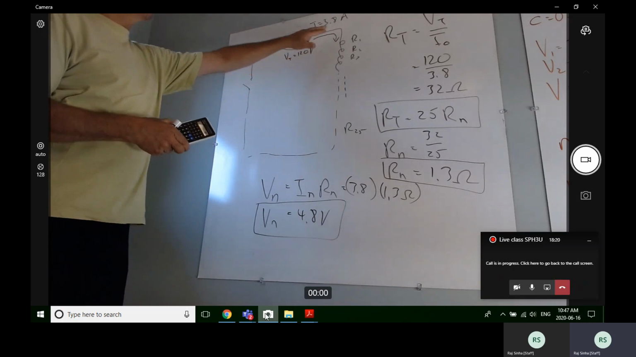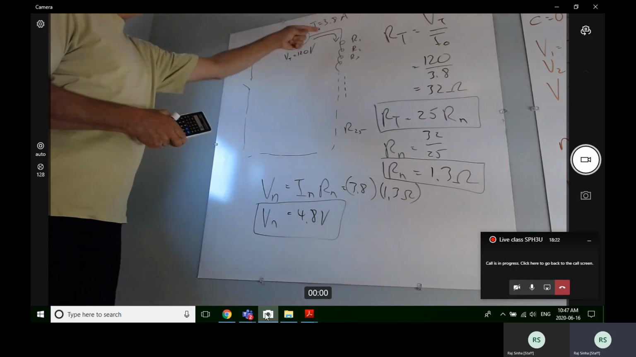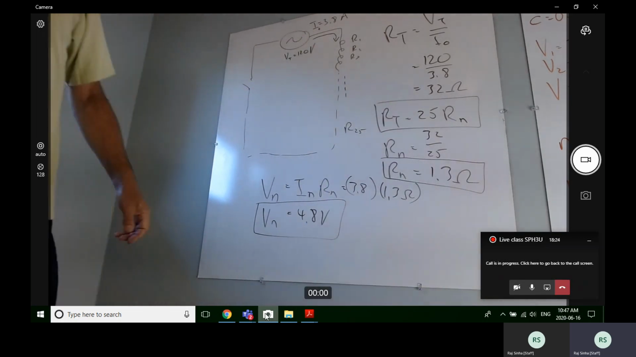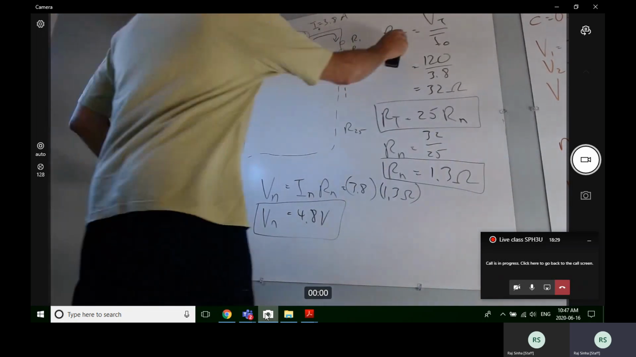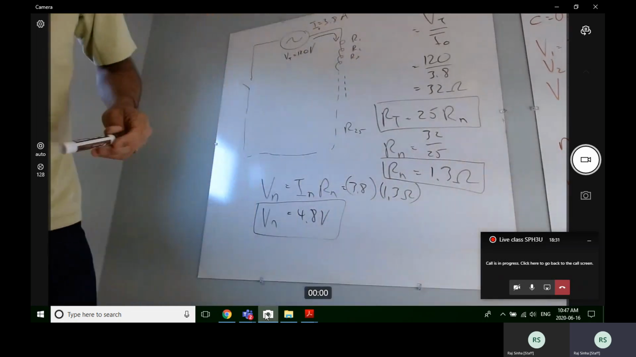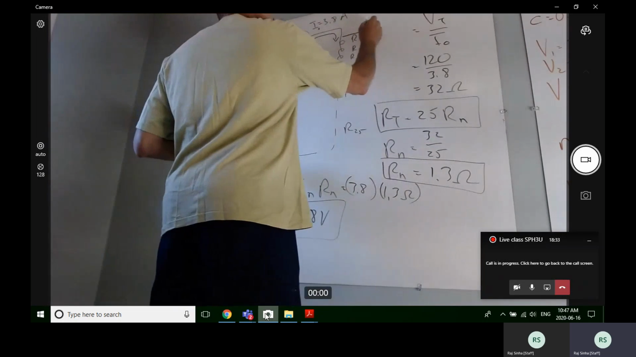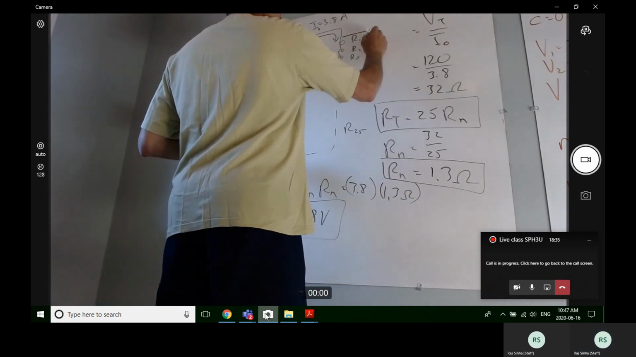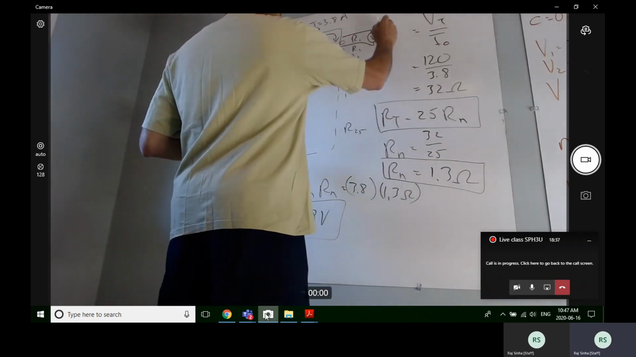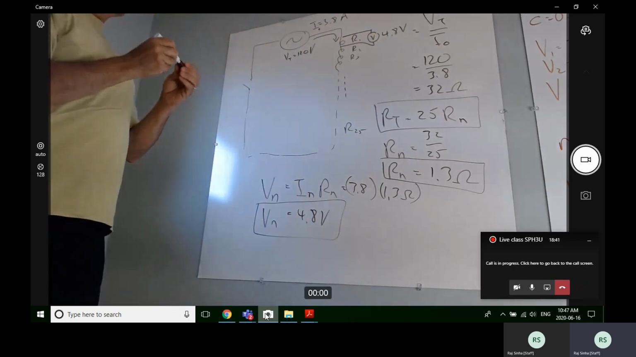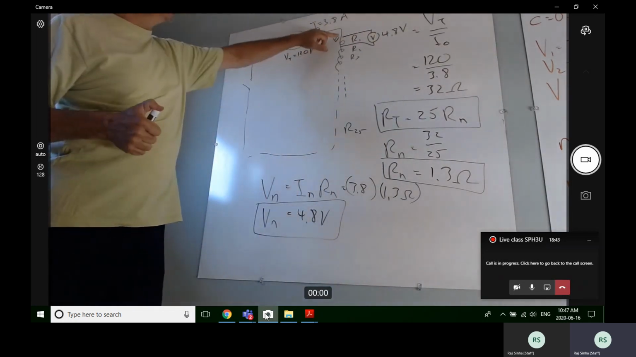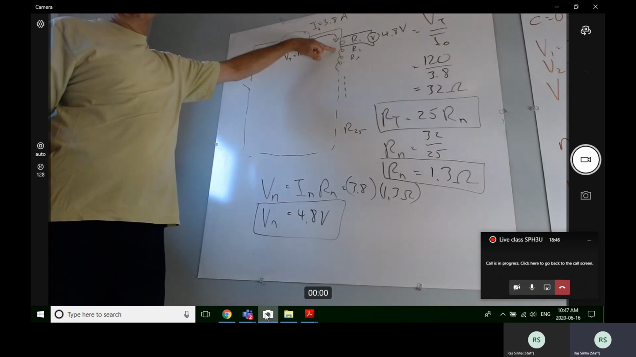Right, so I'm going to divide this by the 25 resistors. Each one is going to draw, take it down. So if I was to measure the voltage across any one bulb, I should get 4.8 volts, right? Which says the difference between the electrons here and here is 4.8 volts.